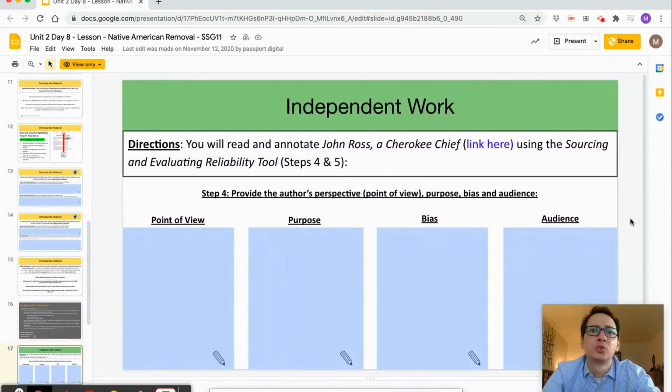After this, the students will examine the image of John Ross, a Cherokee chief, and assess its reliability by considering these 4 factors, which are adapted from the sourcing and evaluating reliability tool. When introducing this activity to your students, remind them that they are not looking at this image in isolation, but rather they should rely heavily on what they just read in the long history of Native American removal, as well as their prior knowledge, to inform their thinking.